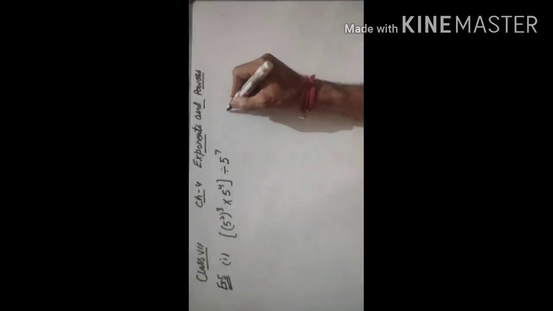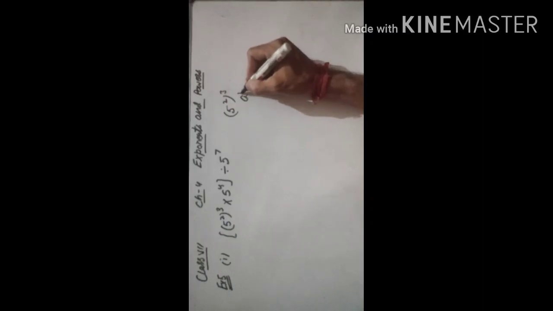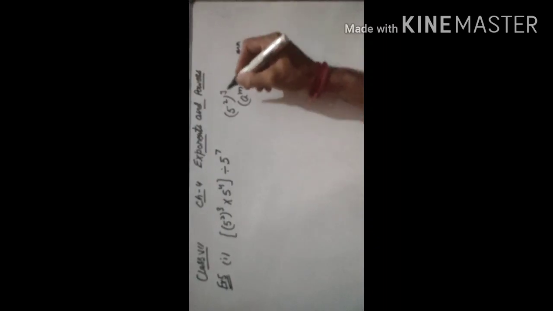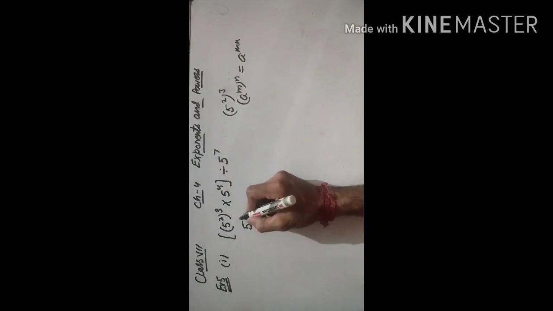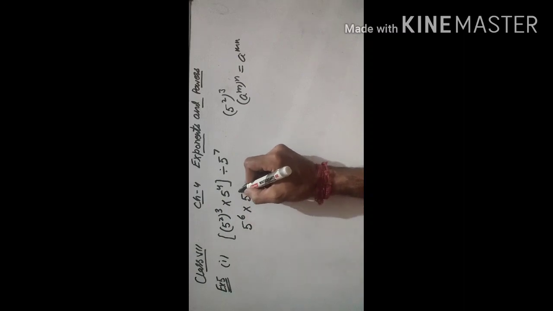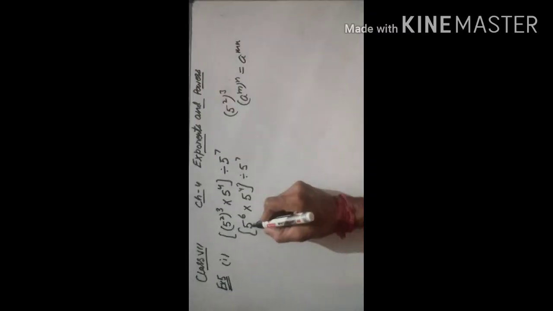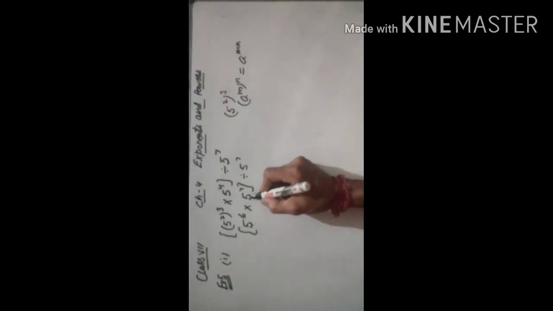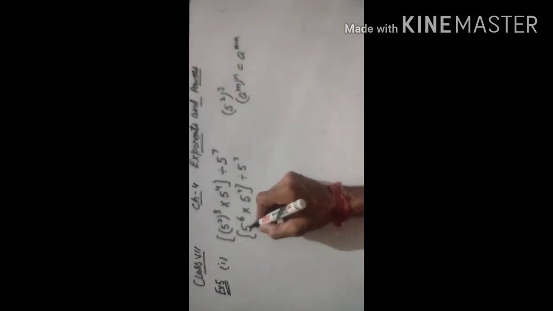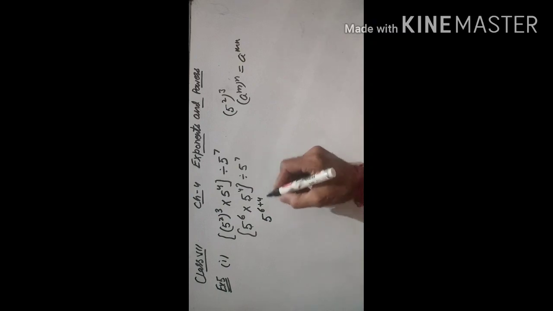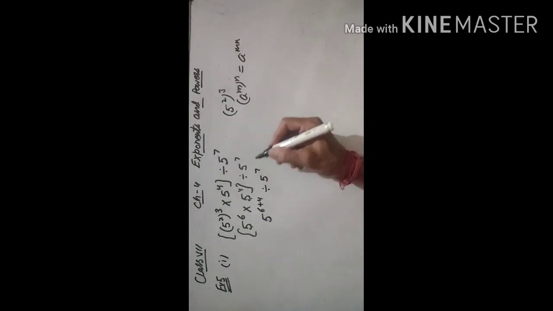First we have to solve this part, that is 5 to the power 2, whole to the power 3. (a to the power m) to the power n is equal to a to the power mn. So we multiply 3 by 2, giving 5 to the power 6, into 5 to the power 4 divided by 5 to the power 7. Now a to the power m into a to the power n becomes a to the power m plus n. So 5 to the power 6 plus 4, divided by 5 to the power 7.